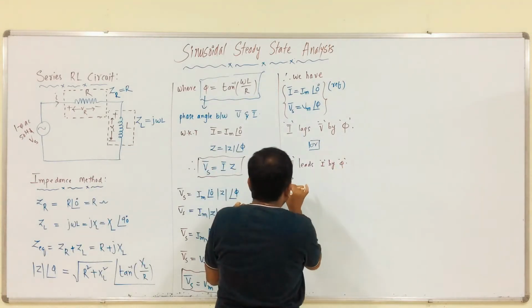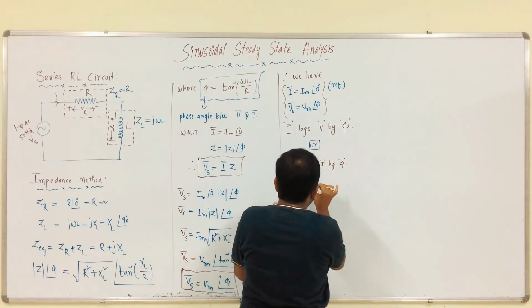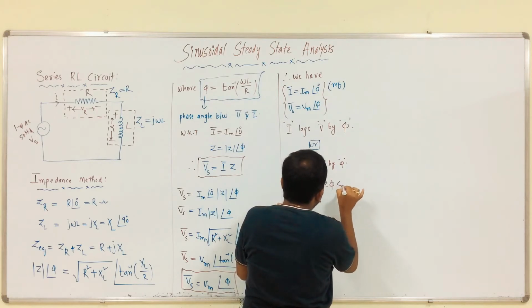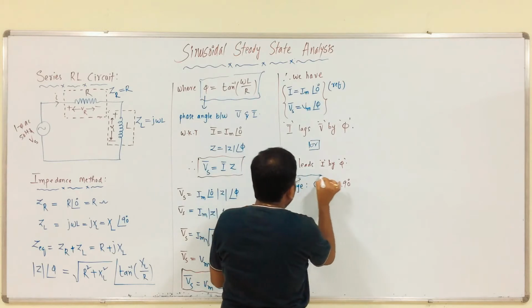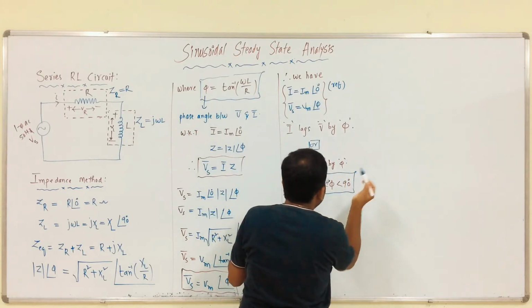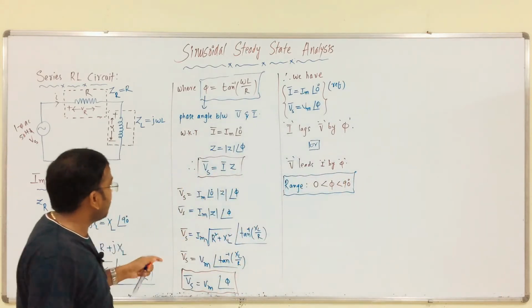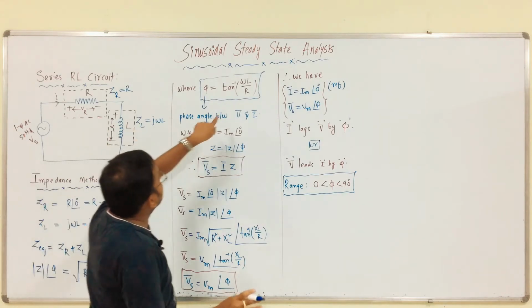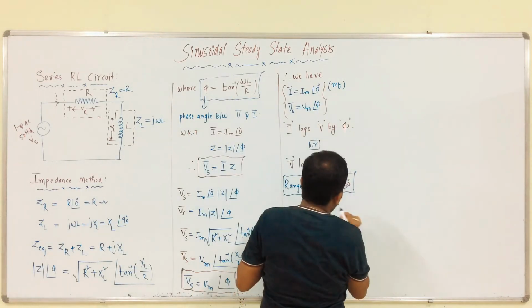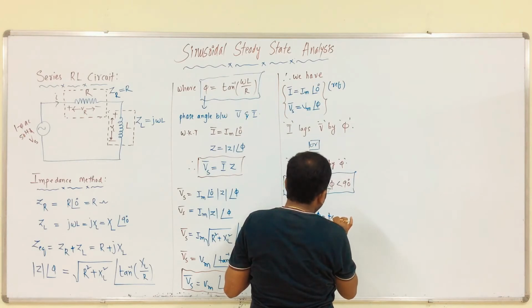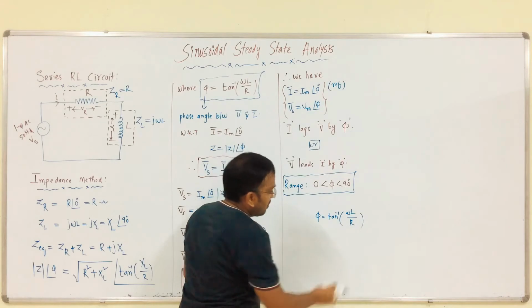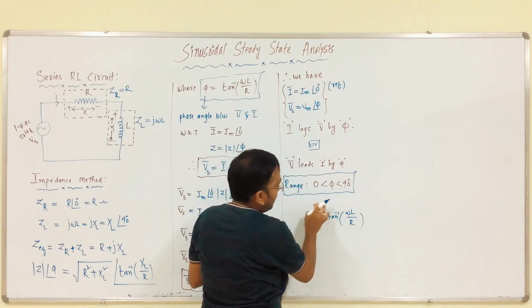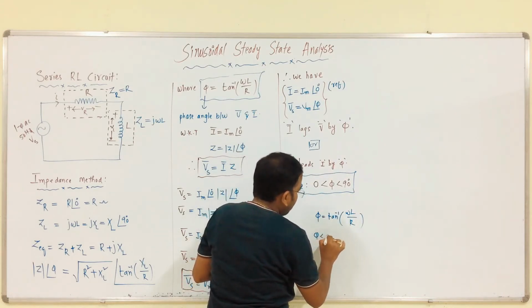Then what is the range of phase angle? Range is 0 to, which is less than 90 degrees. This is a very important observation. Why is it less than 90 degrees? Because of the addition of this resistance. For better understanding, look at tan inverse omega L by R. Because of this addition of resistance only, we got the phase angle less than 90 degrees, right?